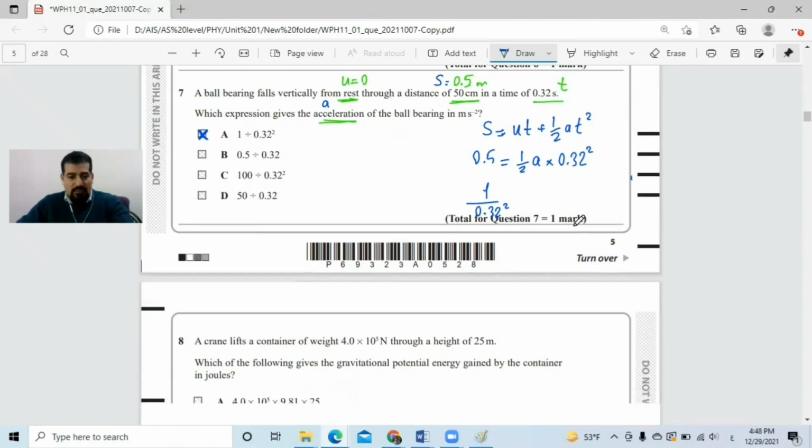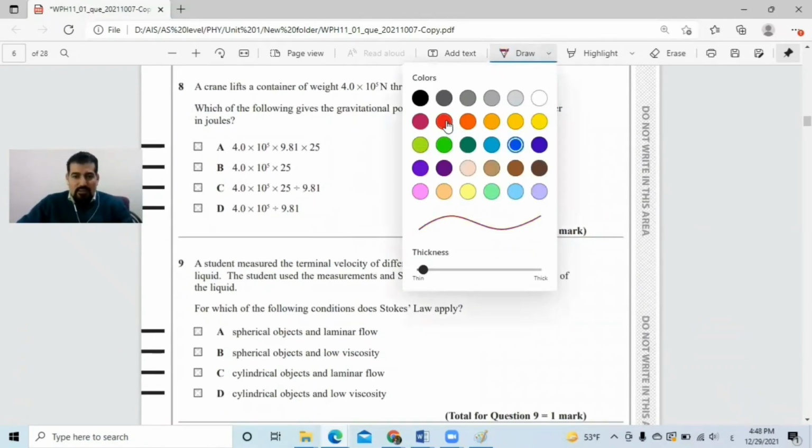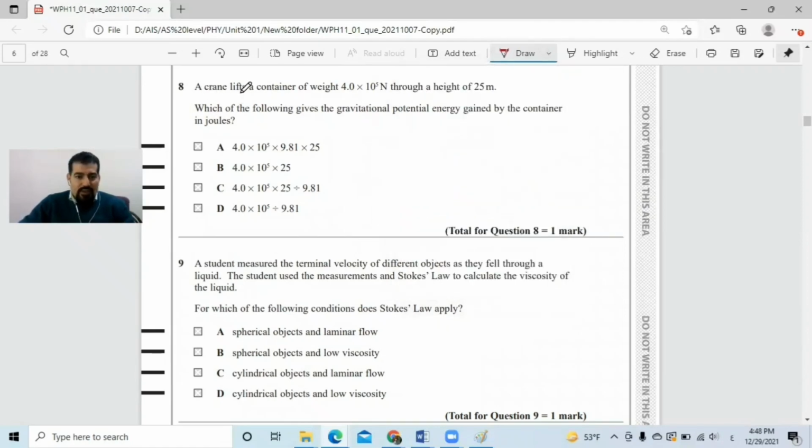Good. Question number 8. What do they ask here? A crane lifts a container with weight. They give us the weight, 4 times 10 to the power of 5 Newton, through a height of 25 meters. Which of the following gives the gravitational potential energy of the container in joules?